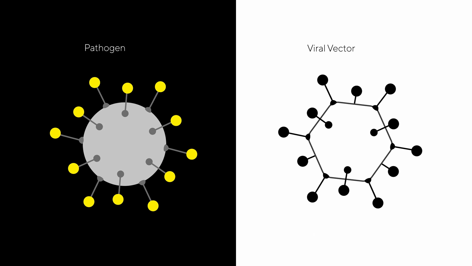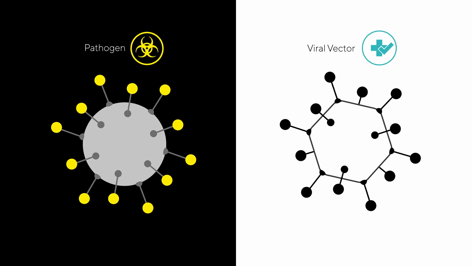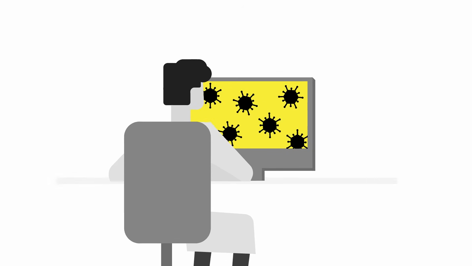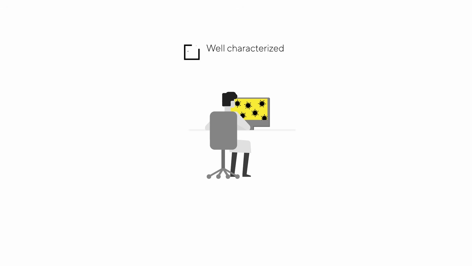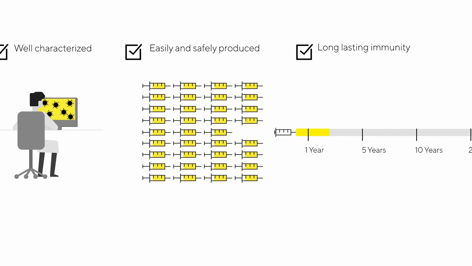Viral vectors are genetically modified, meaning they are harmless and do not cause disease. However, not all viruses can be used as viral vectors. Candidate viruses must be well characterized, easily and safely produced, and must induce long-lasting immunity.